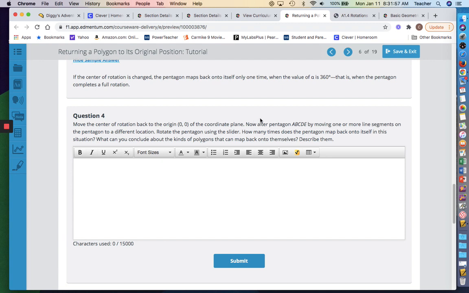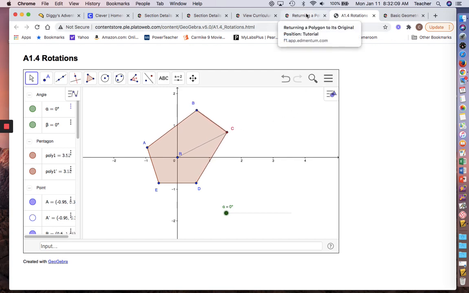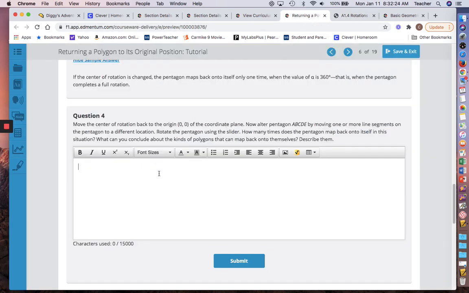Alter pentagon A, B, C, D, E by moving one or more line segments of the pentagon to a different location. Okay, so move that line segment out. Now it's kind of extended. Well, it's no longer regular, which means that it's no longer a 72 degree rotation. These are going to be kind of wobbly. I'm only going to wrap back onto itself one time at 360 degrees. I'm sure that's probably what they're going to be asking, but let me look.